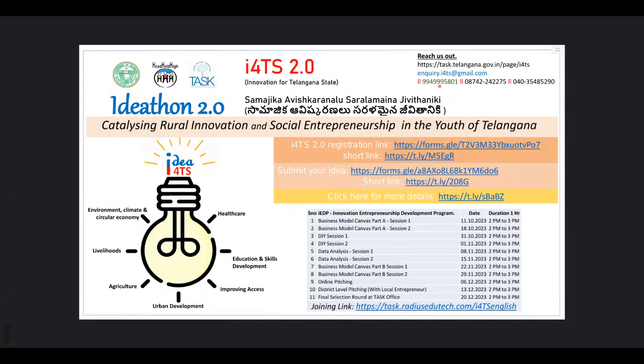Reach out to us here. There is an email ID, WhatsApp number and contact numbers where you can interact with the people to get clarity about the program. And that's what the program is all about.